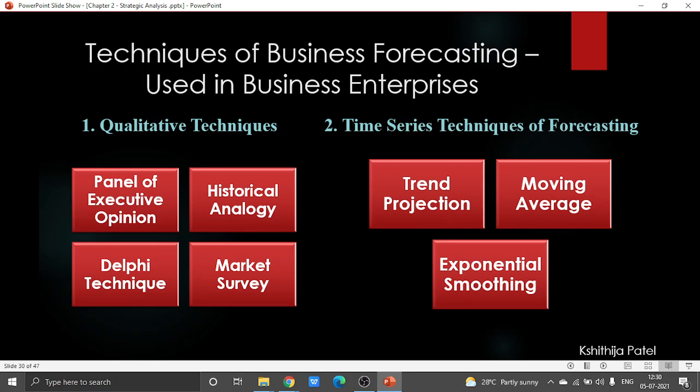Then we have market survey. This market survey also we discussed in our previous method. This is nothing but the forecast can be a poll in person, or it can also be in the form of a questionnaire. The respondents can be customers, clients, and it can be on the subject matter of them also, or also on some future behavior.